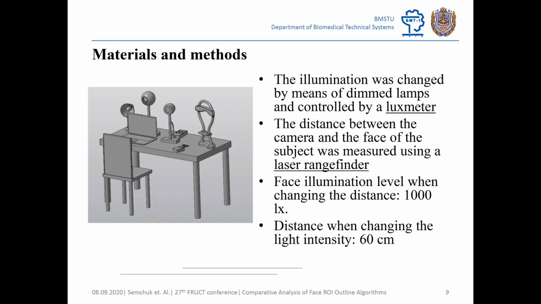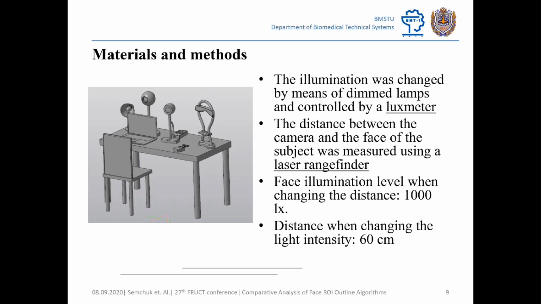Thus, when changing the distance between the camera and the subject's face, illumination was maintained at the level of 1000 lux. When the light intensity was changed, the distance between the bio-object and the registration tool was equal to 60 centimeters. The measurements involved 4 subjects, each of whom underwent parallel registration of the video of the face and contact PPG 3 times at a given value of the controlled environmental parameter. The duration of each measurement was 30 seconds. Thus, for each value of the controlled parameter, the signals were registered 12 times.